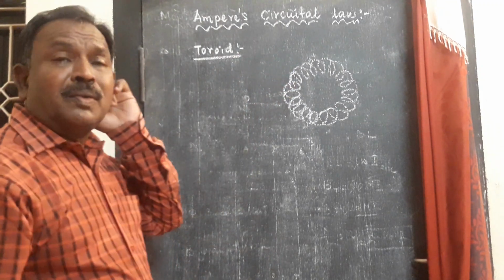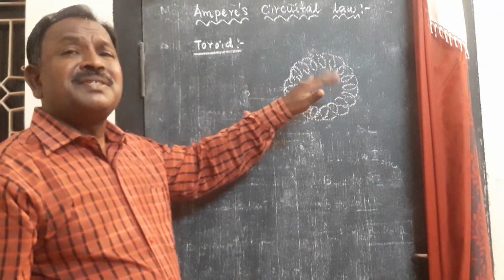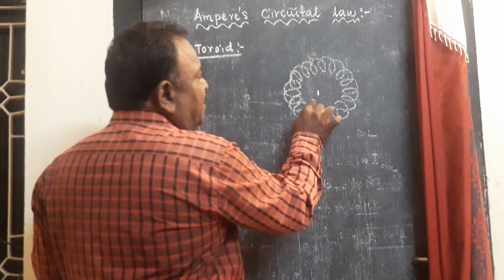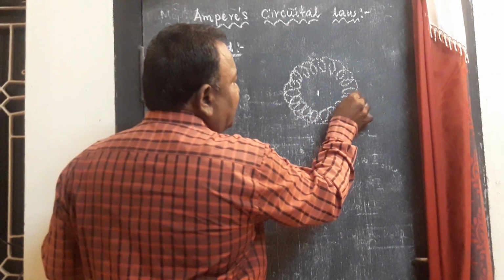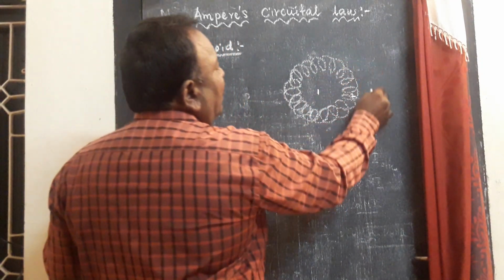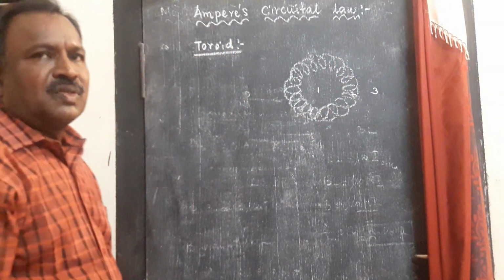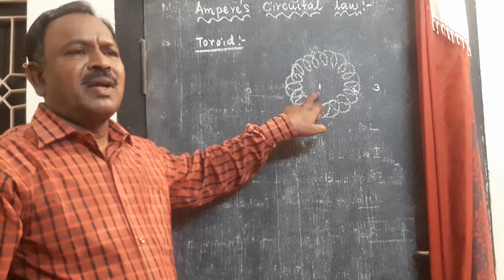We are going to differentiate this into three regions. One is the region inside the toroid. The second one is the region enclosed by the toroid. And the third one is the region outside the toroid. So we are going to find out the magnetic field inside the toroid.